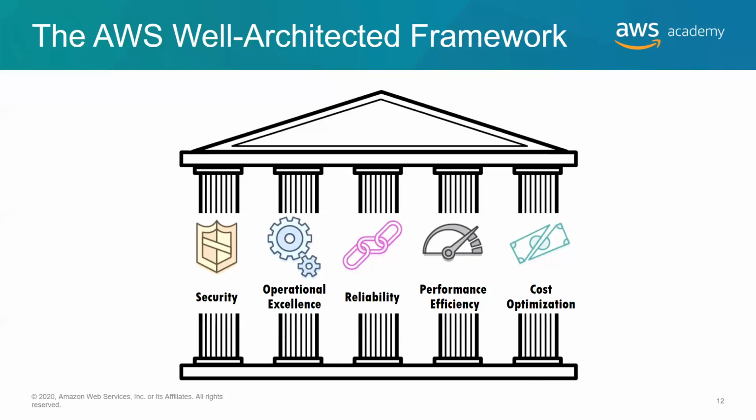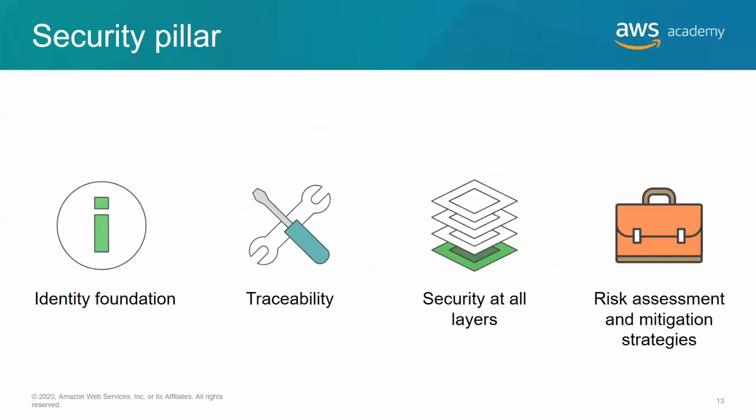Right? For each and everything, we require security, right? And operational excellence, right? It should be reliable and it has to perform efficiently. And you have to look for cost optimization also. Right? These are the 5 pillars of AWS, right? So we are going to see them one by one.